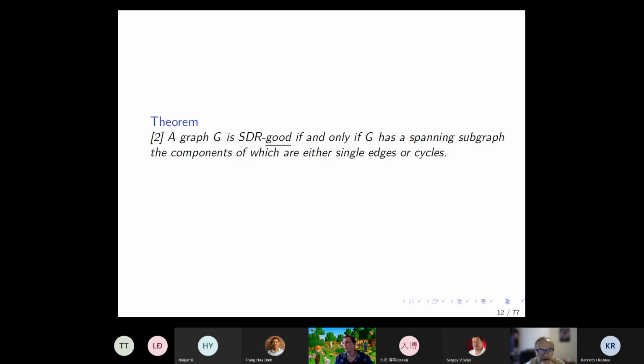So we got a theorem pretty quickly out of this one, which was kind of awesome, and it's a cute theorem. A graph G is SDR good, so a graph has an open neighborhood system of distinct representatives, if and only if it has a spanning subgraph, the components of which are either single edges or cycles. We can clean that up, we can mess with that, we can mutilate that, we can lemma, we can corollary, but that's our theorem. It's kind of cute.